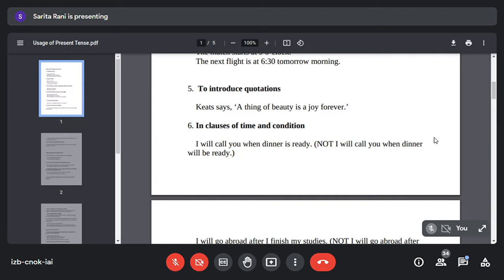Did you understand? So what are we writing first? We have to write the condition. The condition should be written in the simple present form. That is, the structure is subject plus V1 form. And then the reward will be written in the simple future. I will call you when dinner is ready. Clear? When dinner is ready, comma, I will call you. Like that also you can write.